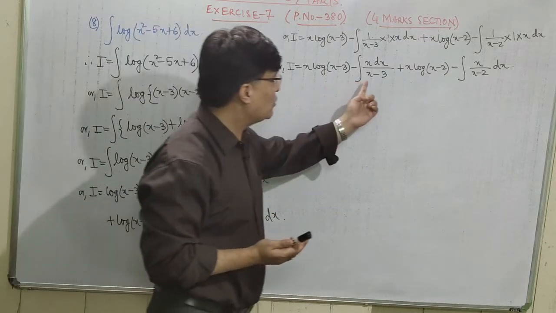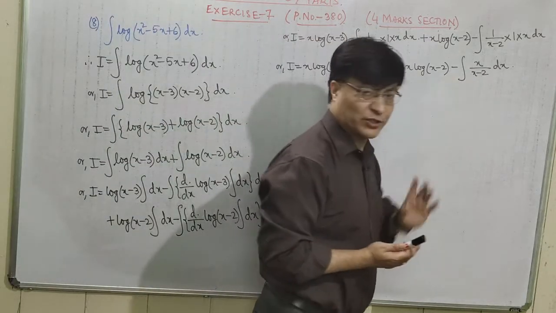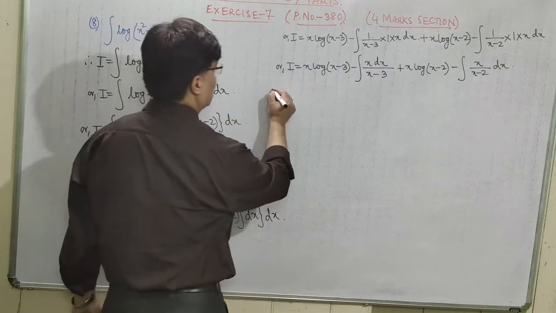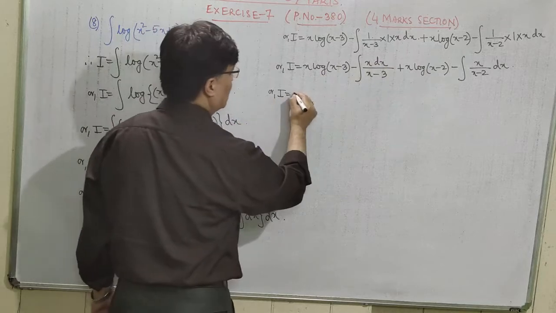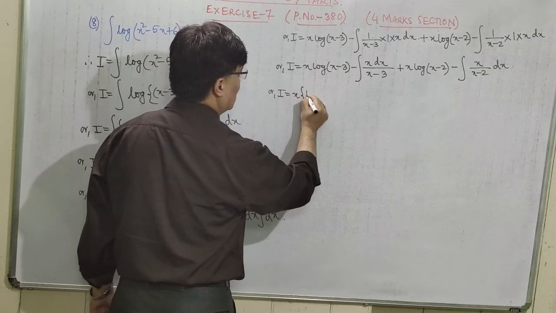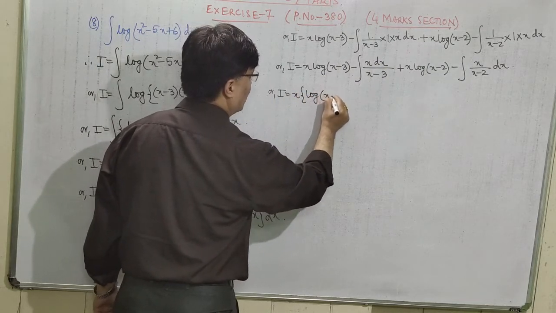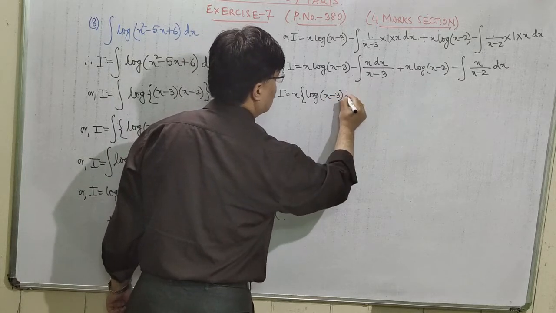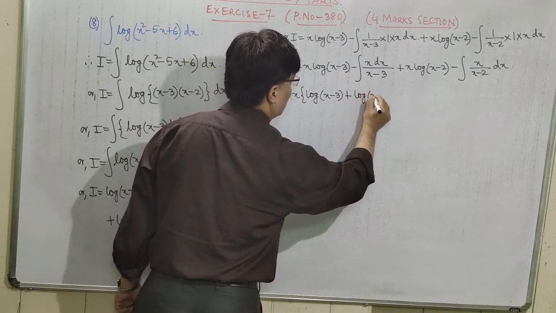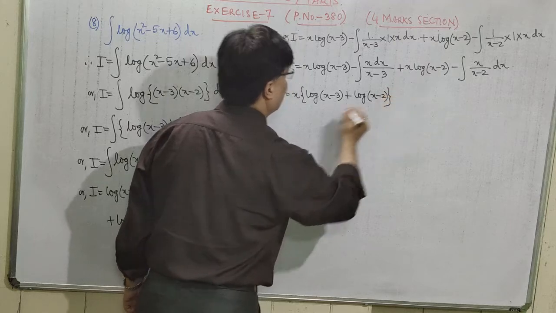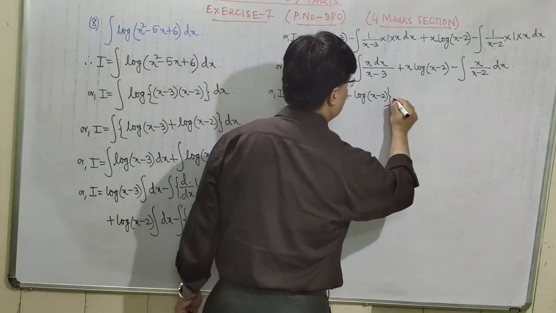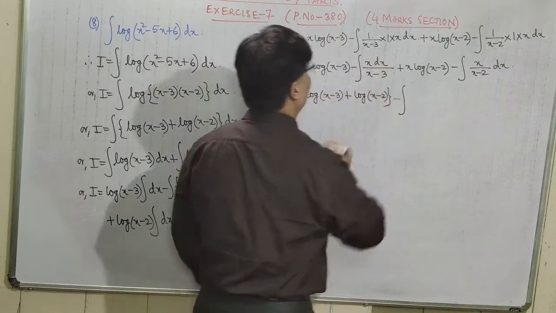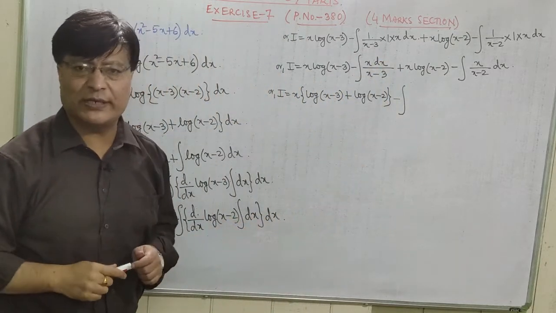Okay, and now you have to integrate this function and that function. So I is equal to, from first and third, what is common? X is common. So within bracket we have log of x minus 3 plus log of x minus 2. Second bracket is closed. Is that clear? So minus integration of, now how can you evaluate this x upon x minus 3 dx?